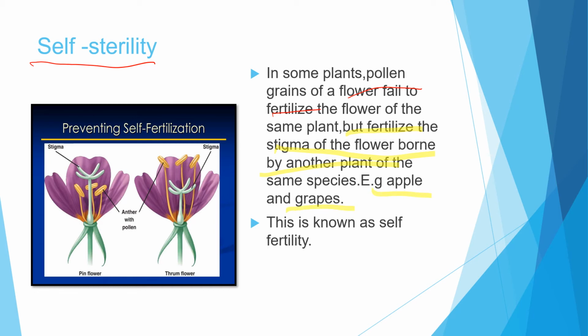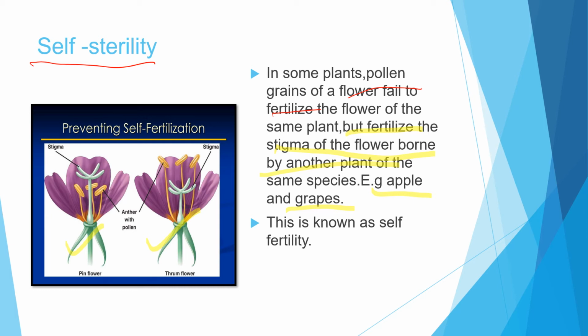So all the plants of the same species fail to fertilize the flower of the same plant. This is actually preventing self-fertilization. So these plants are not fertilizing the flower of the same plant, but they do fertilize the flowers of another plant, and they are also encouraging cross-pollination, and this is known as self-sterility.